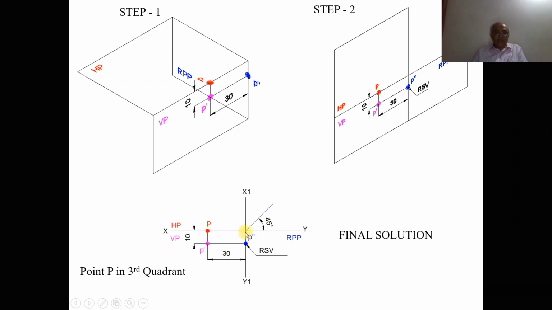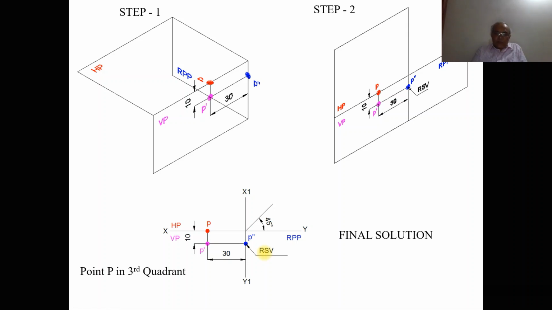Then draw a 45-degree line adjacent to HP. Then project the top view point onto the 45-degree line. When it is projected, it will come here. Then from here draw a vertical projector down and draw a horizontal projector from P dash. Both will intersect at this point. You get this as P double dash. Since it is behind RPP, the view you get is the right side view.